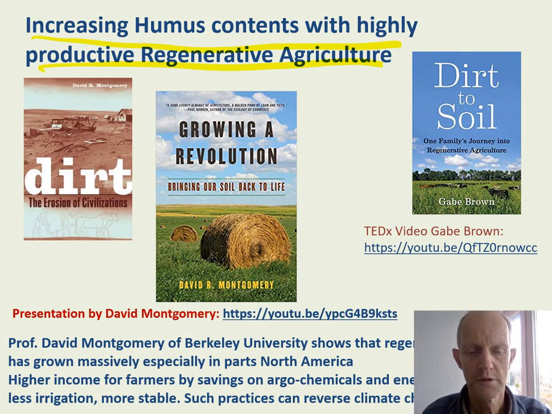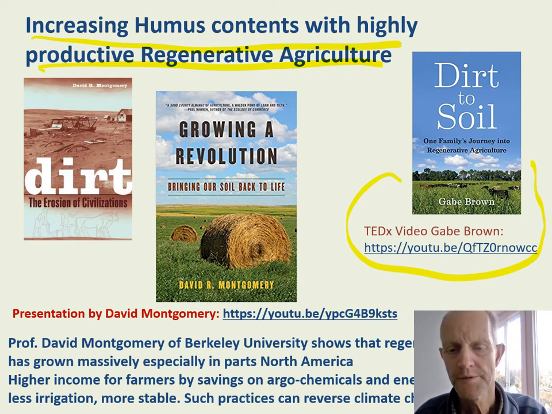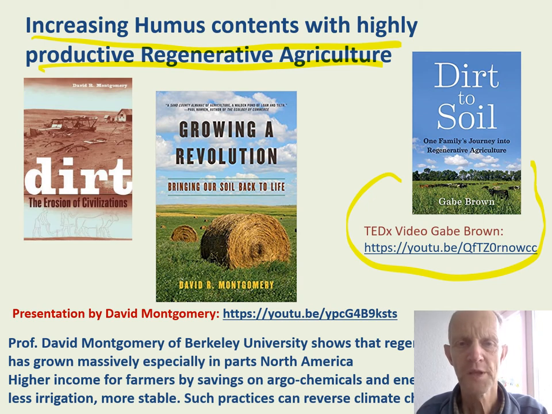One of the pioneers in this field is Gabe Brown. And Gabe Brown had taken over a huge farm in North Dakota, one of the most difficult climates of the world. So if it can be done there, it can be done almost everywhere. And he had his failure. So the farm was with an agrochemical operation. It was near bankruptcy, so he was very close to losing his land.